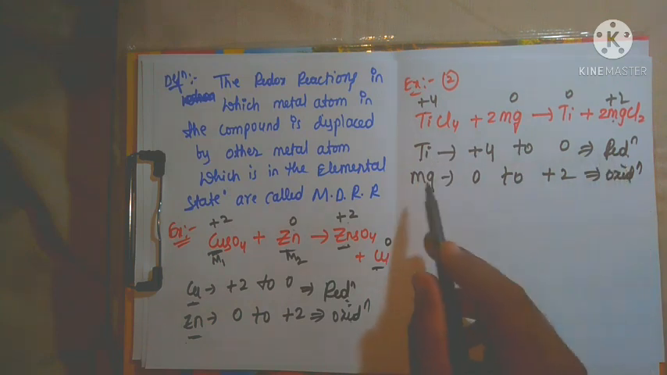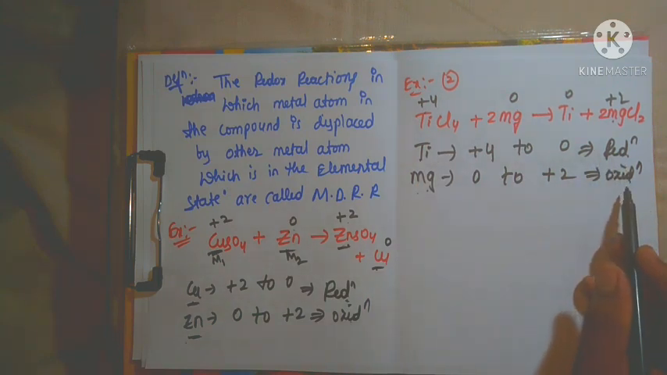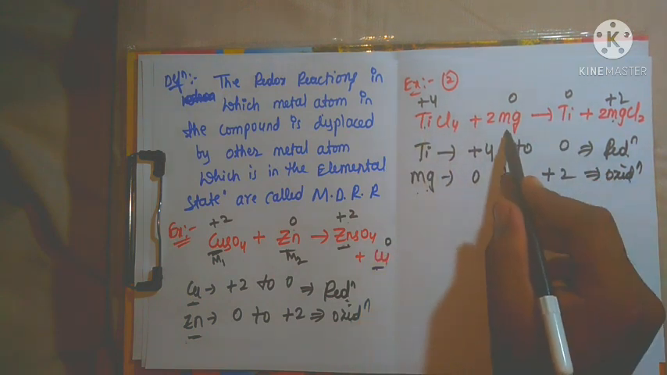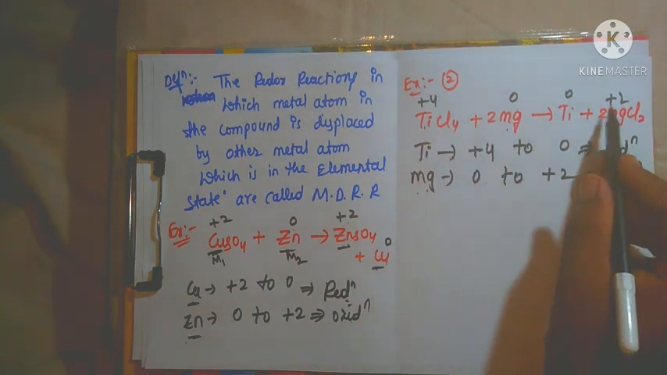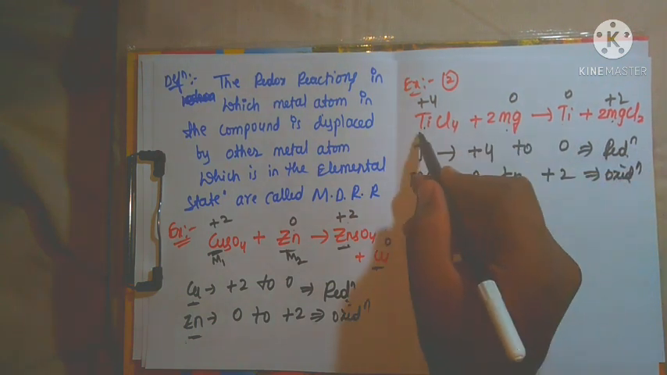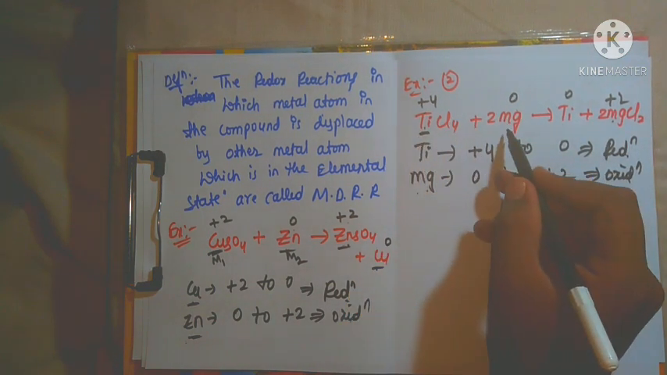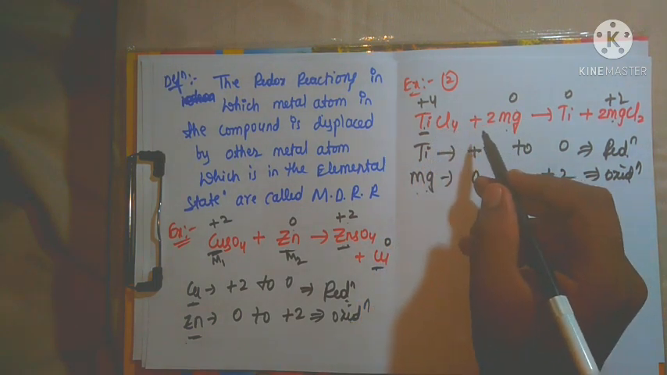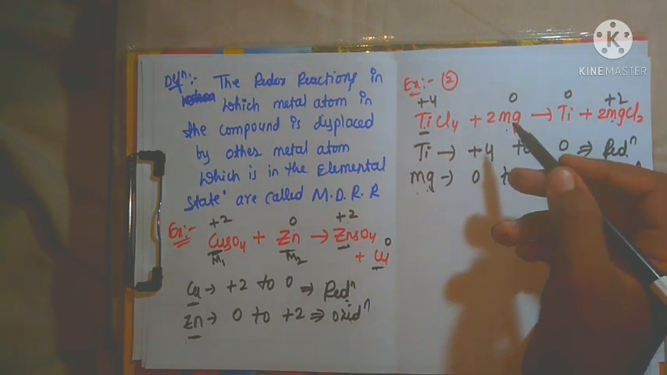Titanium undergoes reduction, magnesium undergoes oxidation. Therefore it is a redox reaction. Which type of redox reaction? Here it is displacement, because titanium is displaced by the magnesium, or magnesium displaces the titanium. Therefore it is called as what? Displacement reaction. Again, which type of displacement reaction?